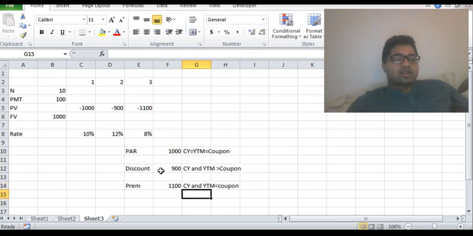The reason is, if you buy it at discount, in addition to coupons, you're also going to get a capital gain. So you bought at 900, you get back 1000, so that's a capital gain. If you buy it at premium, you'll get a capital loss. You bought at 1100 and you got back 1000, so there is a capital loss. So that's why yield is less than coupon rate in this case and yield is greater than coupon rate in this case. So this equation is important. You pause it, you note it down and remember it for the exam.